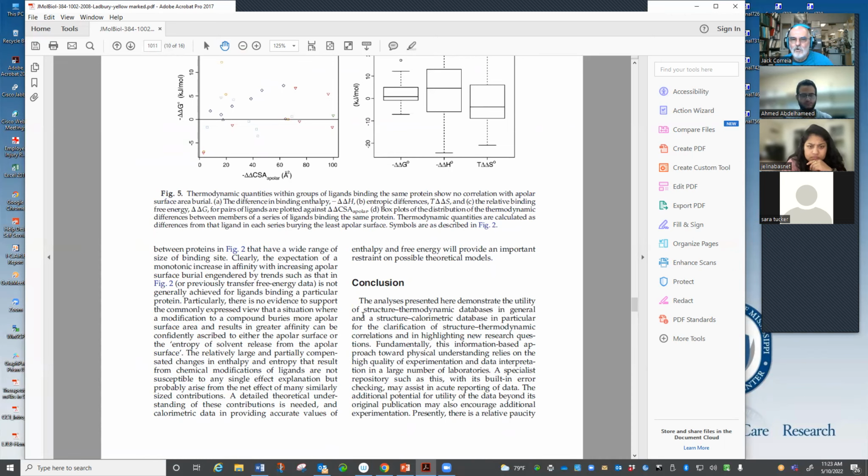Okay, so the overview of this is that we're trying to do structure, thermodynamics, and relate that to, let's see if I can figure out where this sentence goes here. There we go. Structure thermodynamic data set in general and a structure calorimetric data set in particular is a way of classifying structure thermodynamic correlations, and as a guide to putting together new understanding, new insights about how drugs work and how we might design better drugs. Okay.